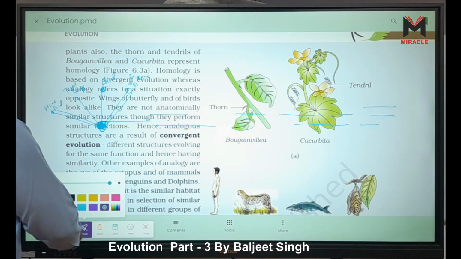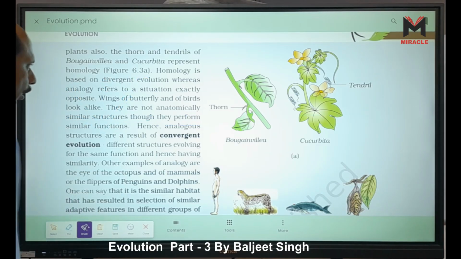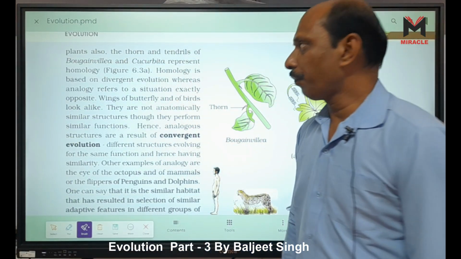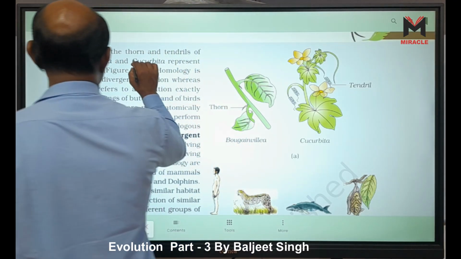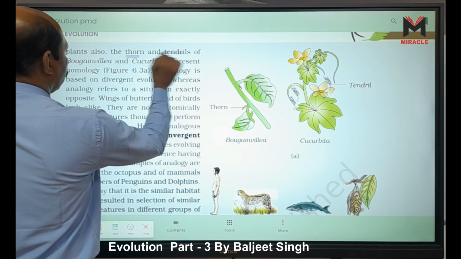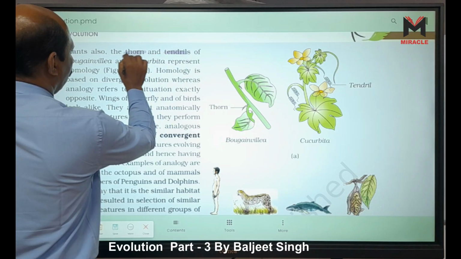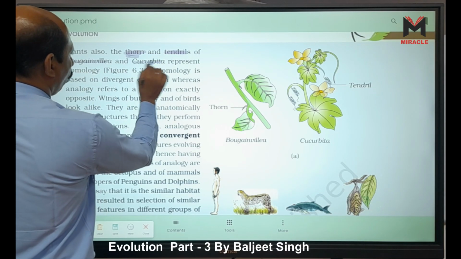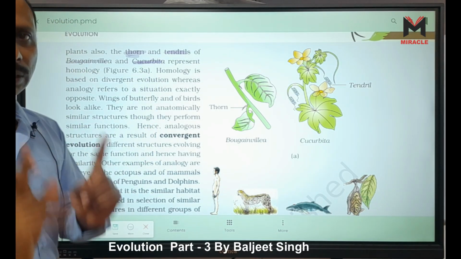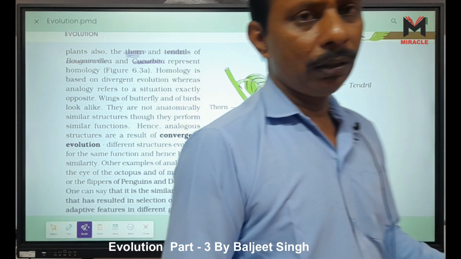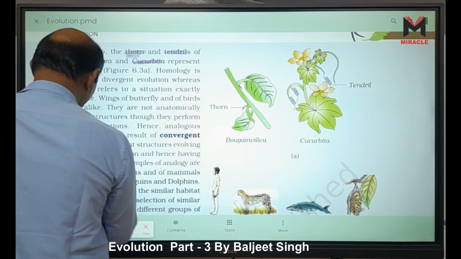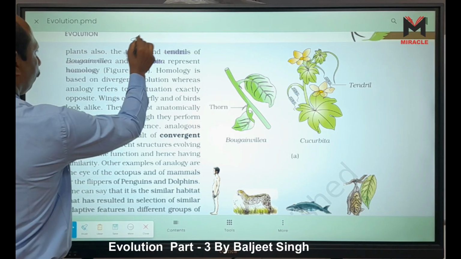And both are... what is the origin of both? Stem. Modification of stem is there. The thorn and tendrils, their modifications, originate from stem. Bougainvillea thorn, Cucurbita tendrils: different structures are formed for different needs. The origin is the same. The origin is stem.